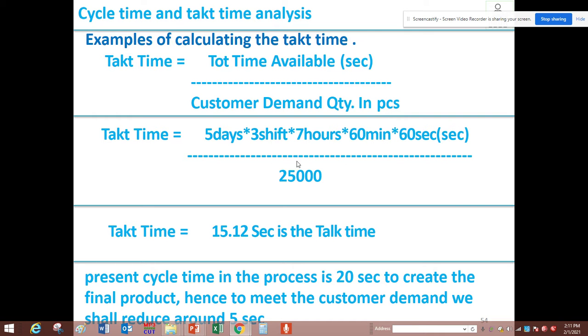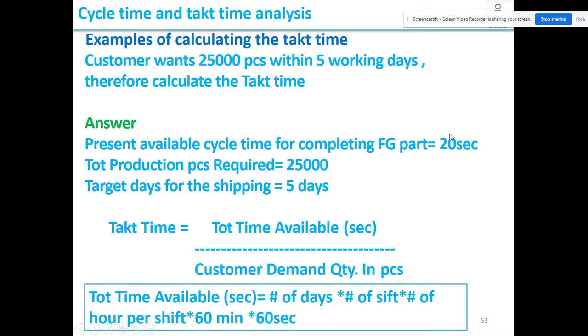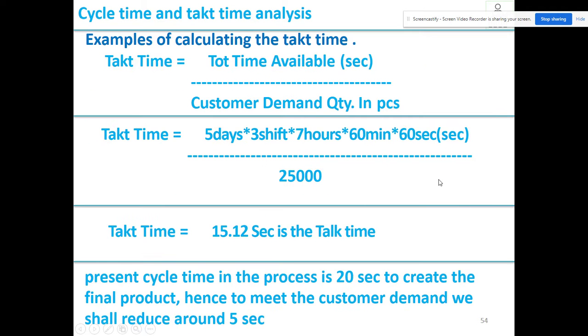So when I divide by the quantity that the customer demands, I will get 15.12 seconds as the takt time. So if you see our present cycle time, I'm getting an OK part every 20 seconds, but the customer needs an OK part to come out every 15 seconds. Only then can I ship the 25,000 quantity within 5 working days.